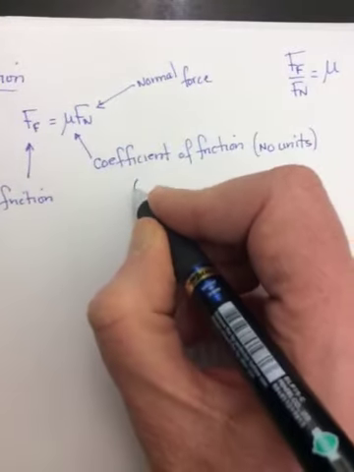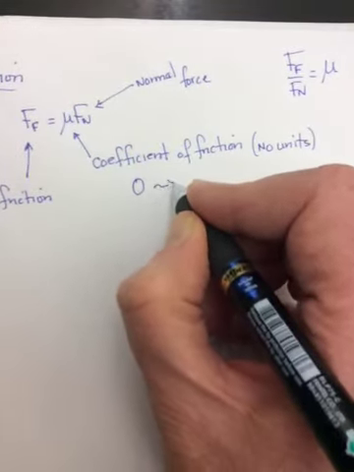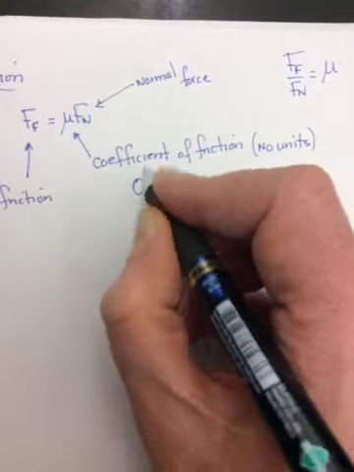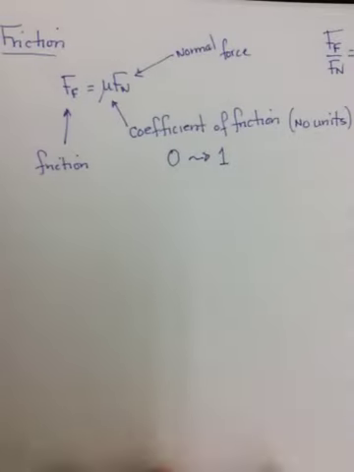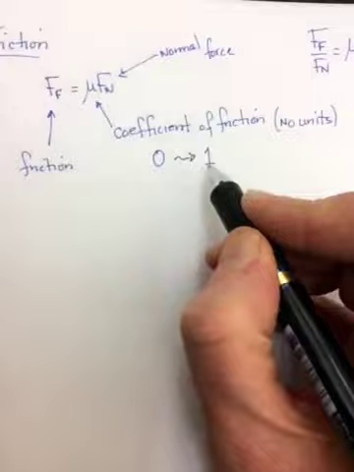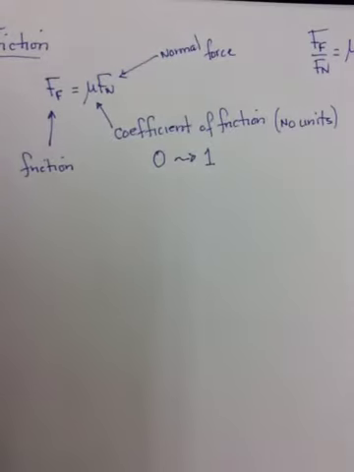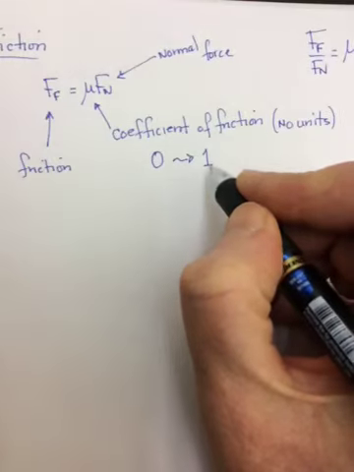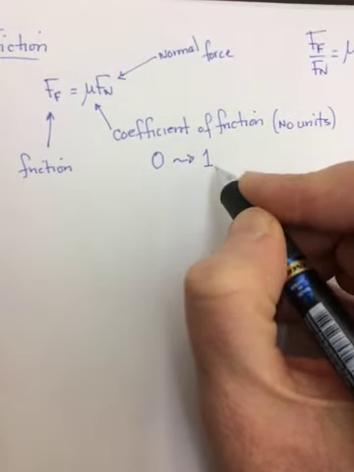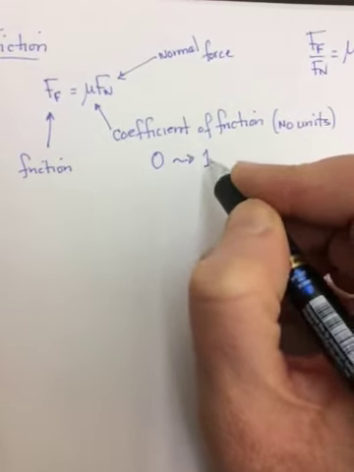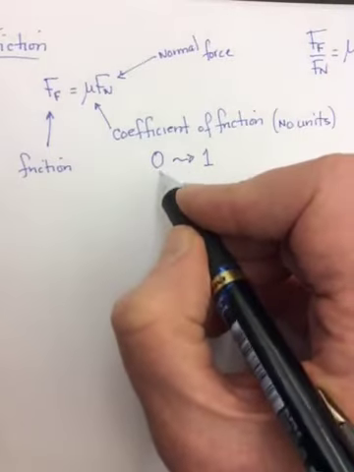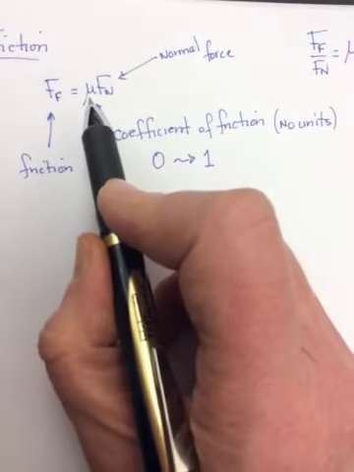Coefficient of friction has a range of values, usually between 0 and 1, where 0 will be the smoothest surface and 1 the roughest. There's only one place really that I've seen a mu over 1, and that's in your textbook. We'll look at that chart in a few minutes. It's on page 140.